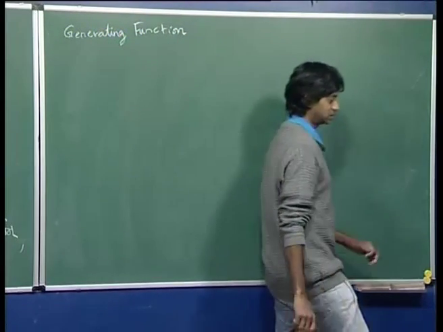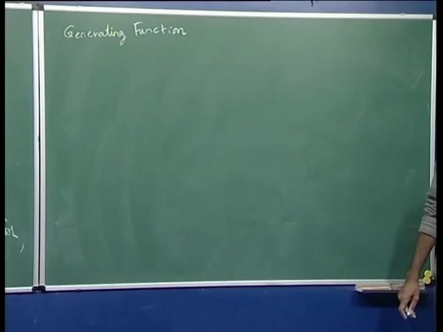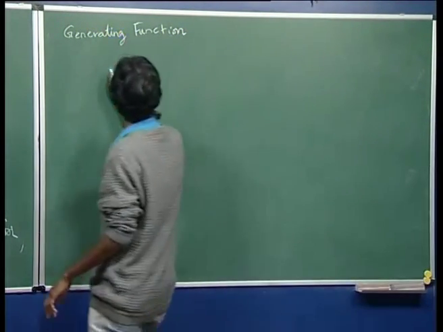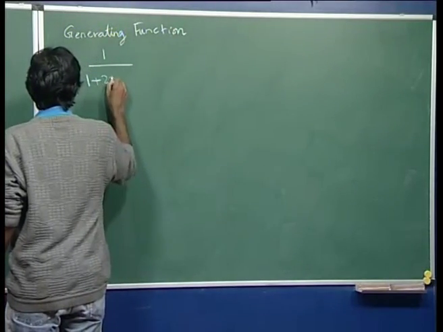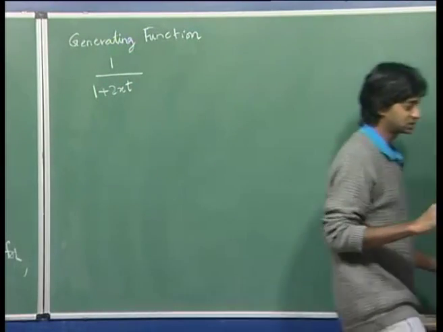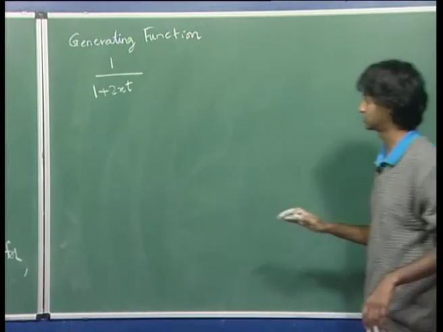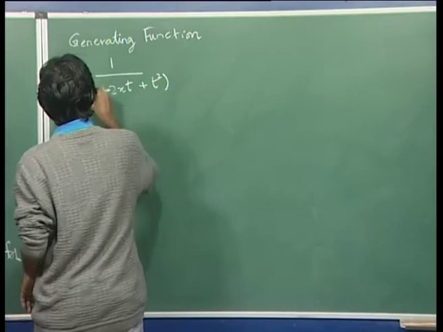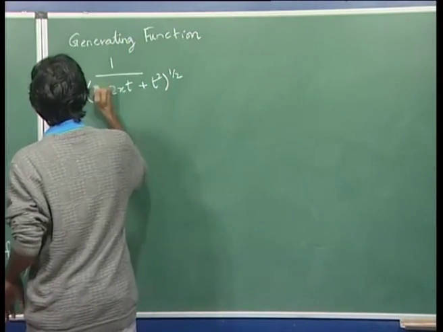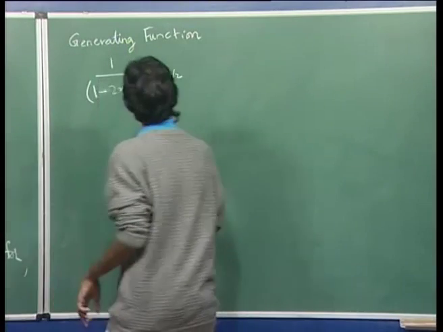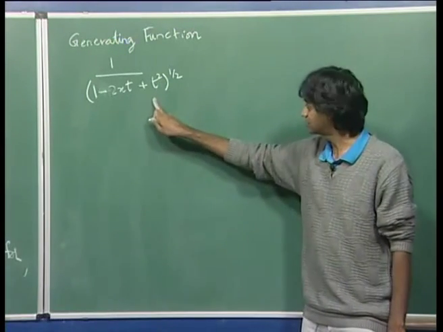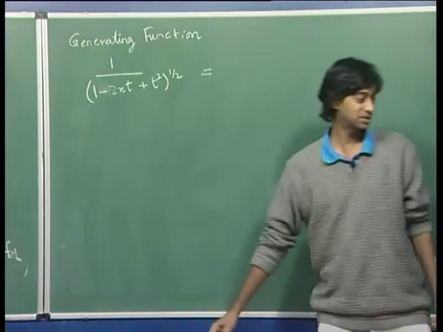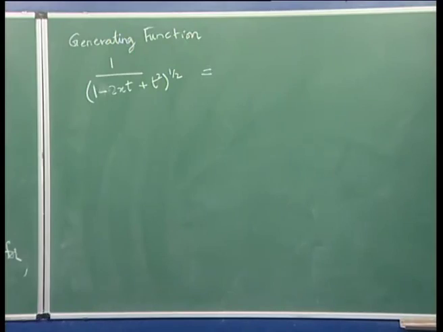Okay. And what you can show is that this function 1 over (1 plus 2 x t, 1 minus 2 x t plus t square) raised to half. So if you take this function, okay, and you write this as a Taylor expansion in t.